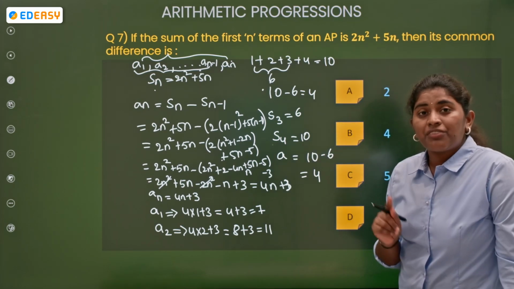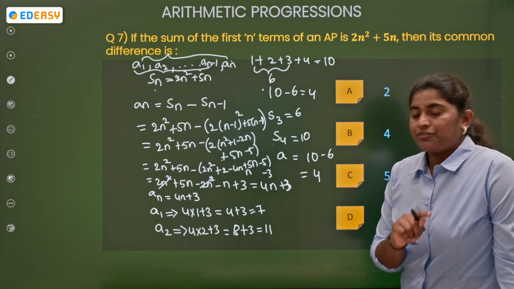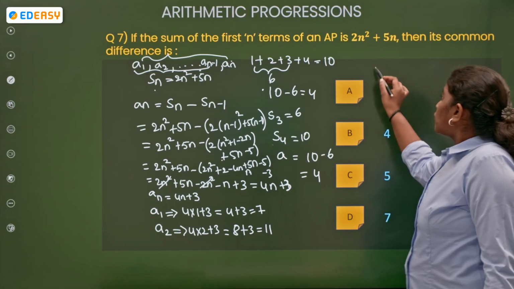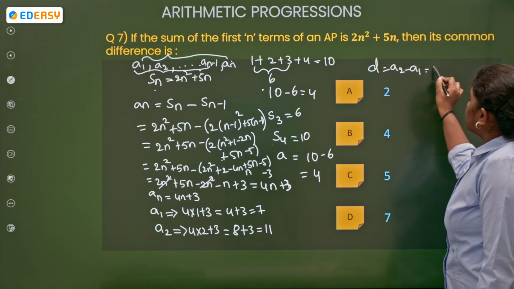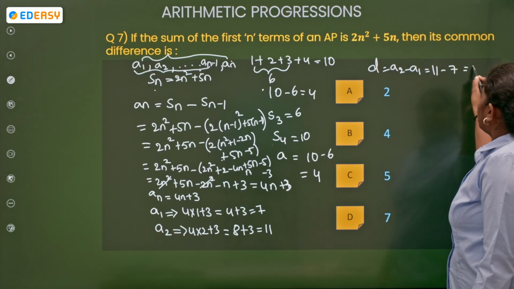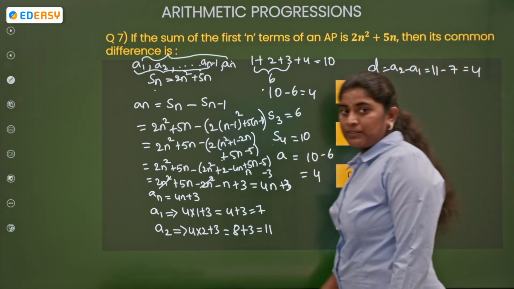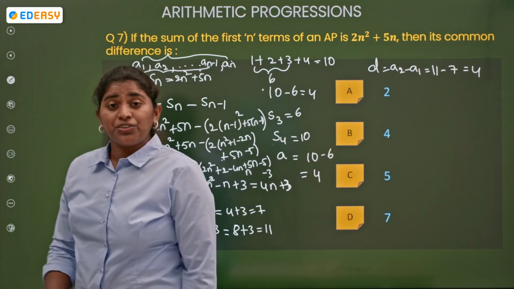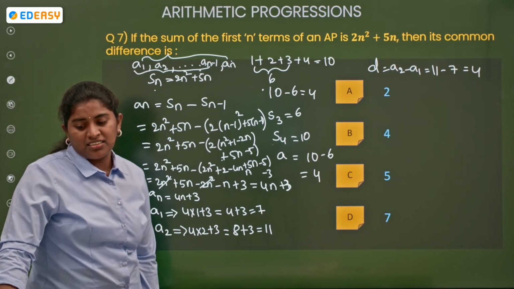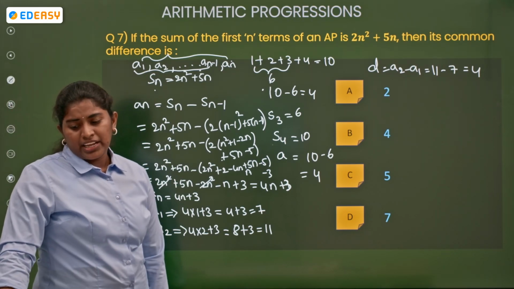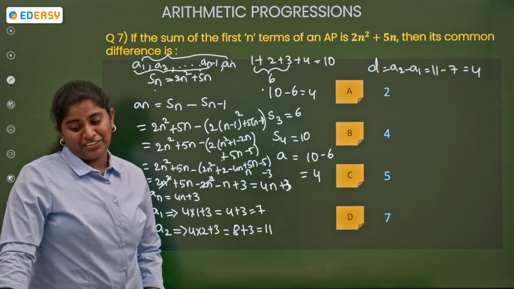So now can we find the common difference? Right, we can find. So how will we find the common difference? Common difference is given by a2 minus a1, which is 11 minus 7, which equals 4. Simple. Now understood why we are finding the an? Why do we need to find the an if they are asking about the common difference?